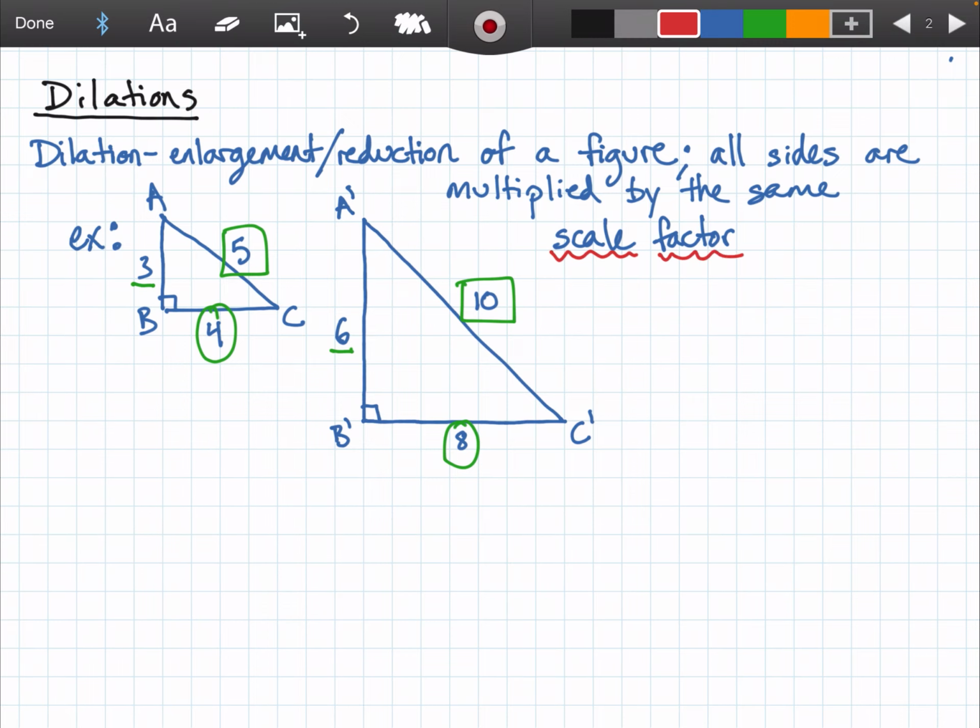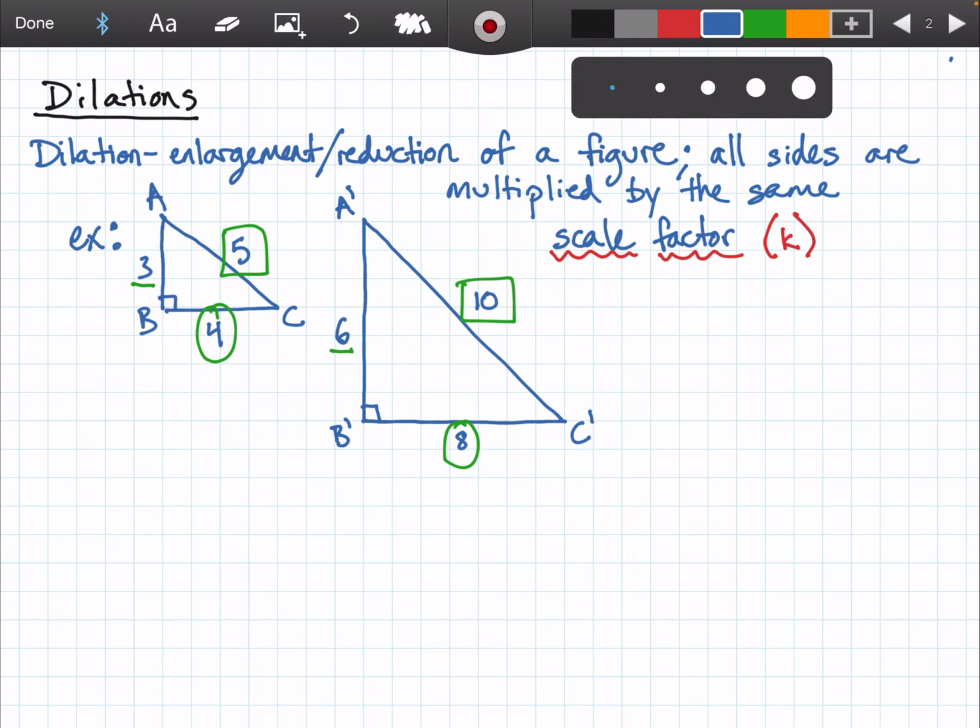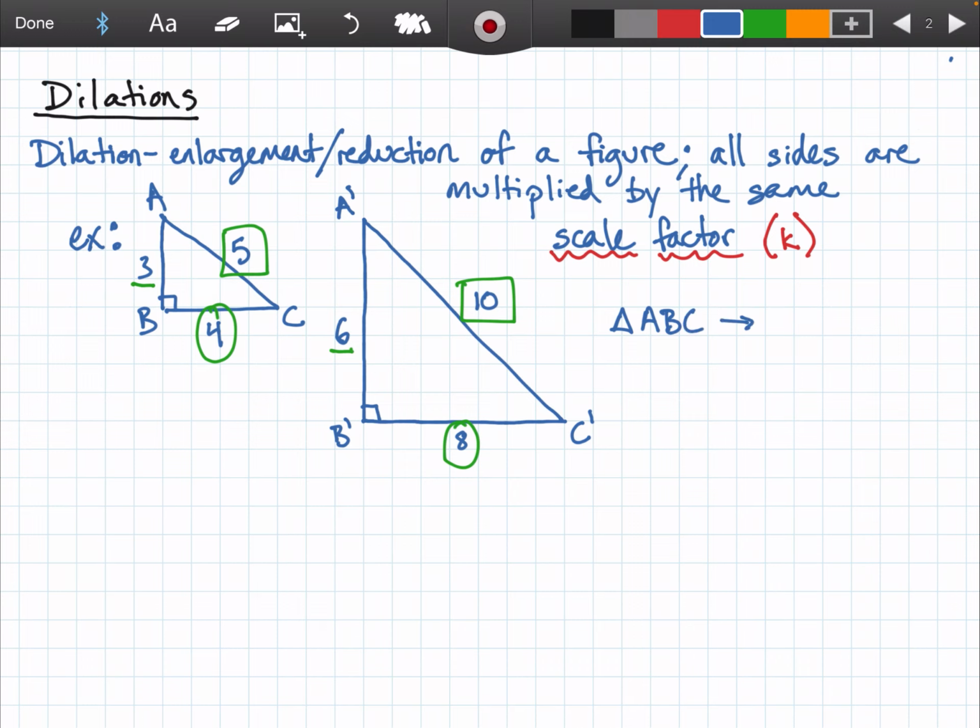Important, so I'm going to underline it in red. The scale factor is always going to be represented by the letter K. It doesn't have units because it's just talking about, well, what am I multiplying by every time? So in this case, to get from triangle ABC to triangle A prime, B prime, C prime, I know that K equals 2. My scale factor, what did I multiply by?